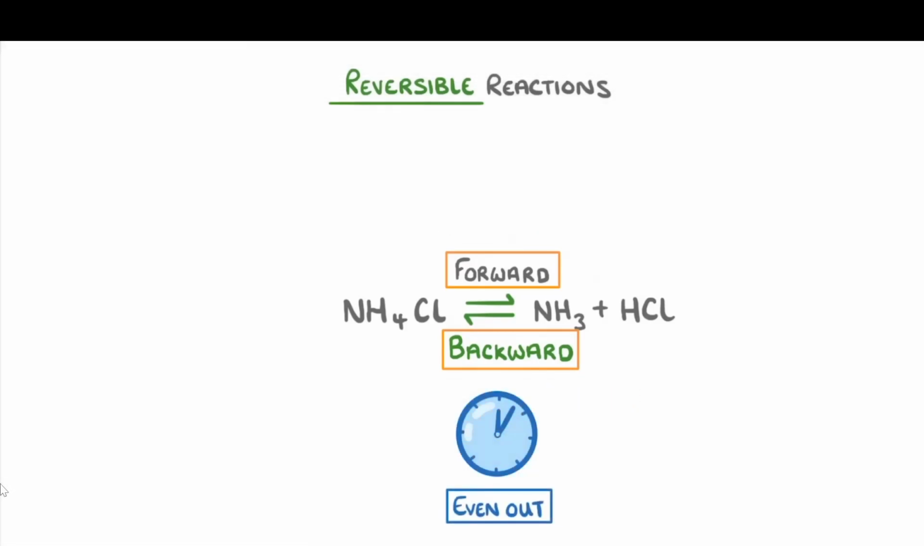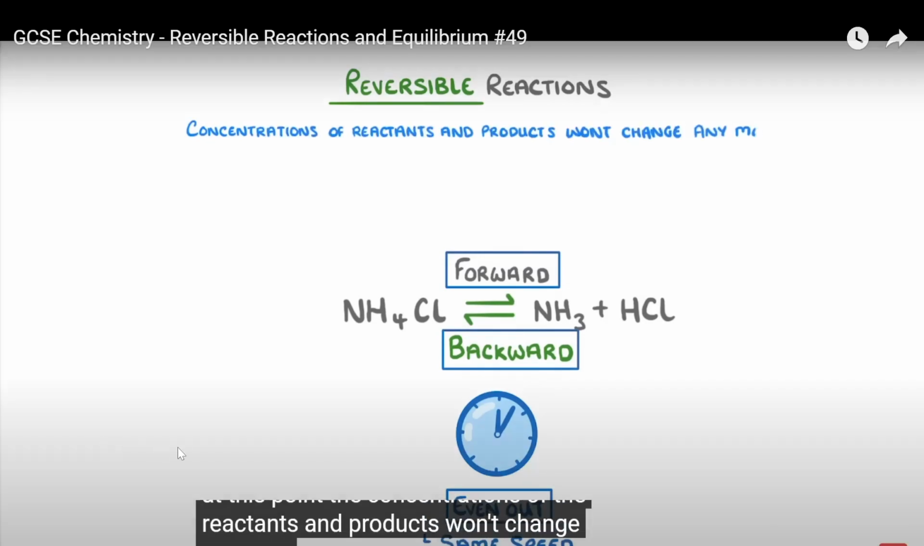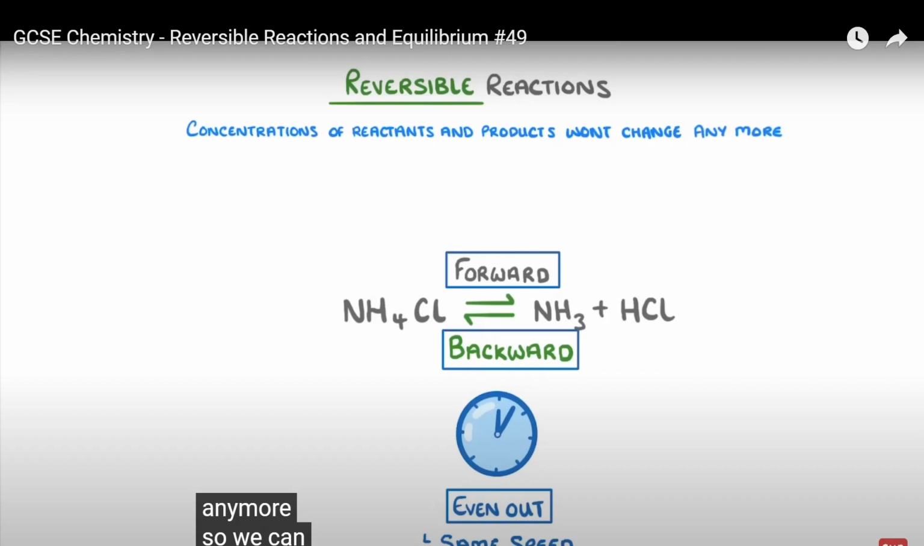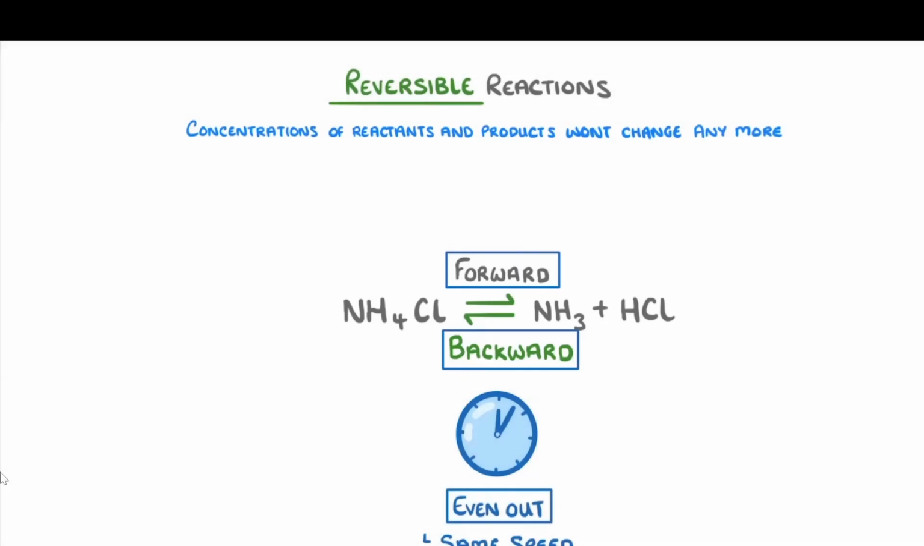After a while, the rate will even out, and the forward and backward reactions will be going at exactly the same speed. At this point, the concentrations of the reactants and product won't change anymore. So does it make sense to you that once the two rates are equal, the concentrations do not change anymore? Because you're making product as fast as you are using it up. Okay? You are making reactant as fast as you are using it up. So those concentrations remain constant once the rates are the same. We can say that the reaction is at equilibrium.